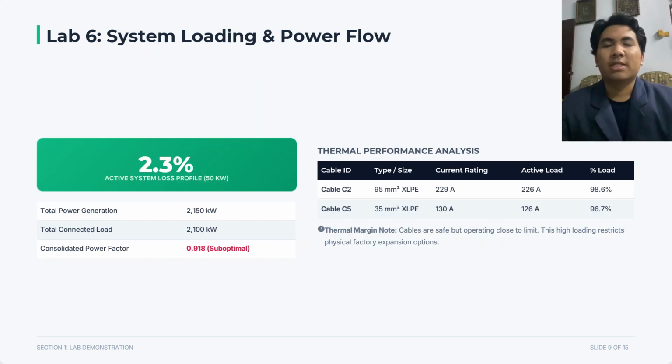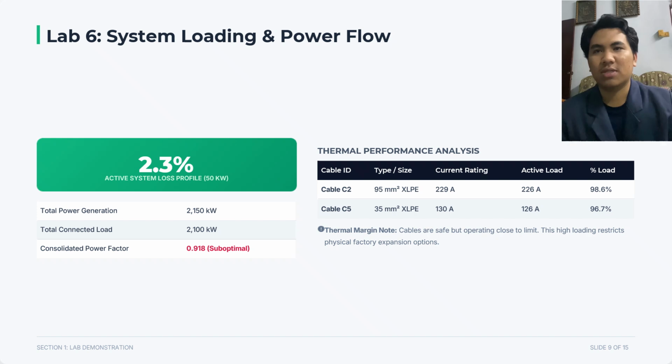The summary of the final load flow result is shown here. Total generation is 2150 kilowatts and total load is 2100 kilowatts. System losses are 50 kilowatts or 2.3%. However, the overall power factor is 0.918, which is below the optimal 0.95. This is an issue we will address later. The lowest bus voltage is 97.03% and the highest cable loading is 98.6%.